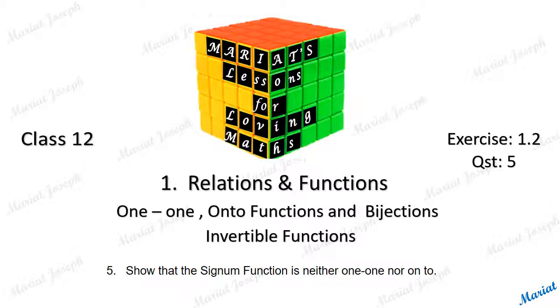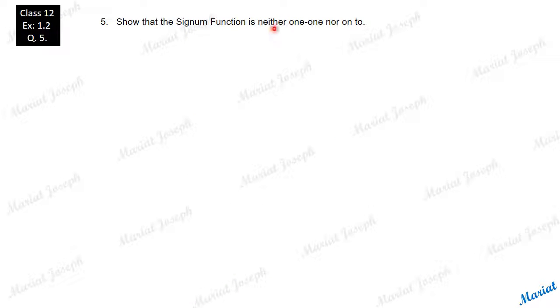Welcome to an example of classifications of functions such as one-one function, onto function, bijections, and invertible functions. Show that the signum function is neither one-one nor onto.